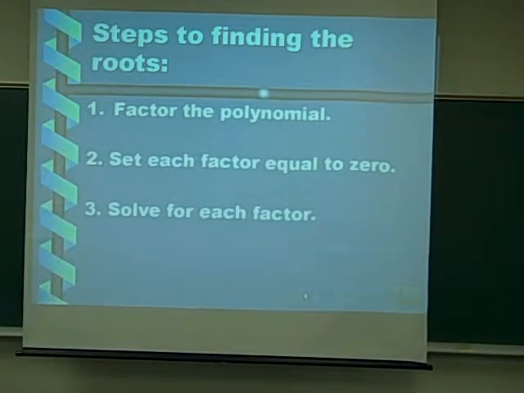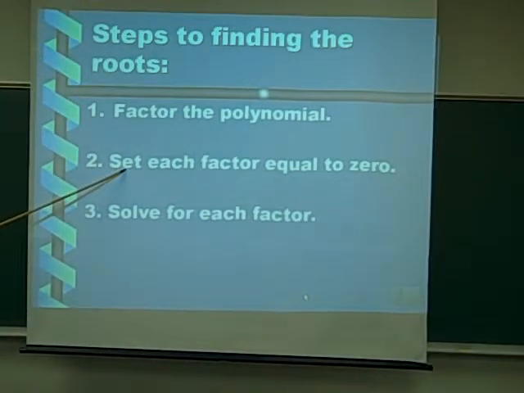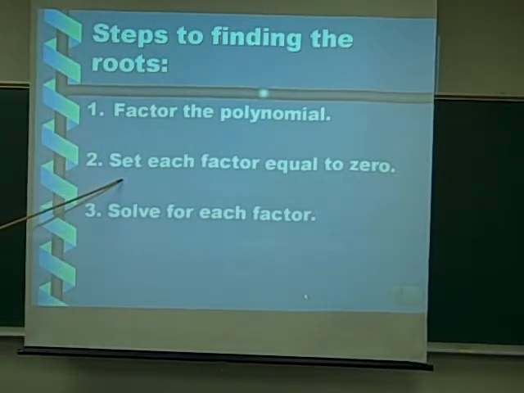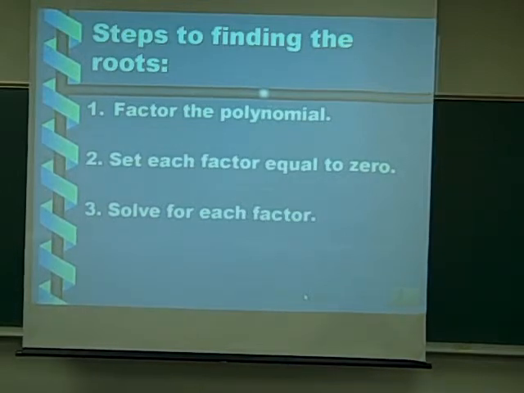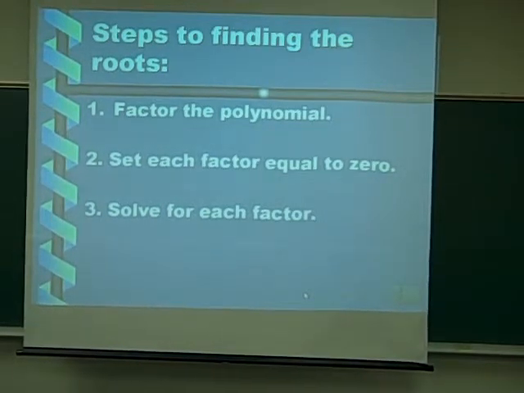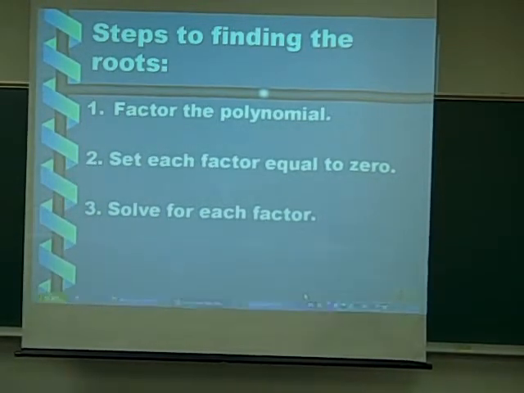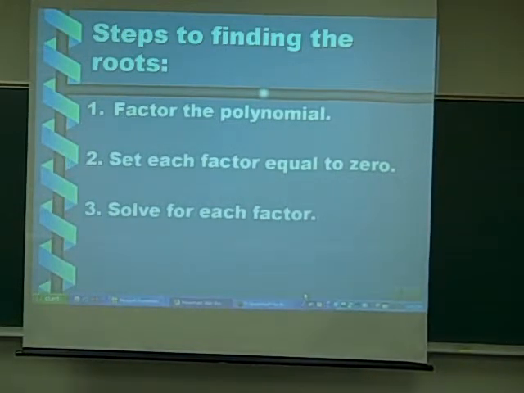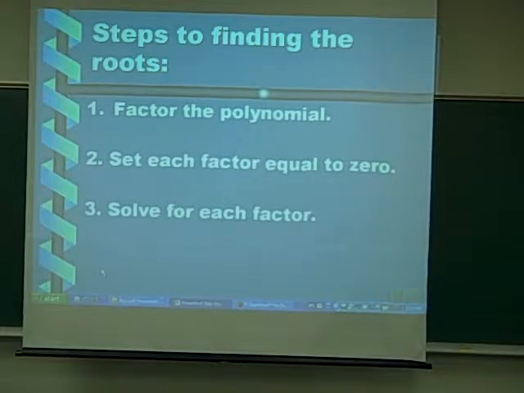And steps for finding our roots, just like what we've been doing before. Set y equal to 0. We have to factor the polynomial, then set our factors equal to 0, and solve for each factor. That's nothing new from what we've been doing already. Well, we also have to find our y-intercept too, right? By setting x equal to 0 and solving for y. Nothing different there.